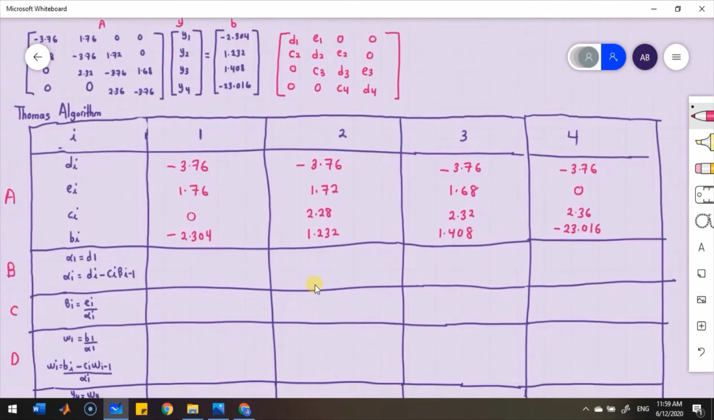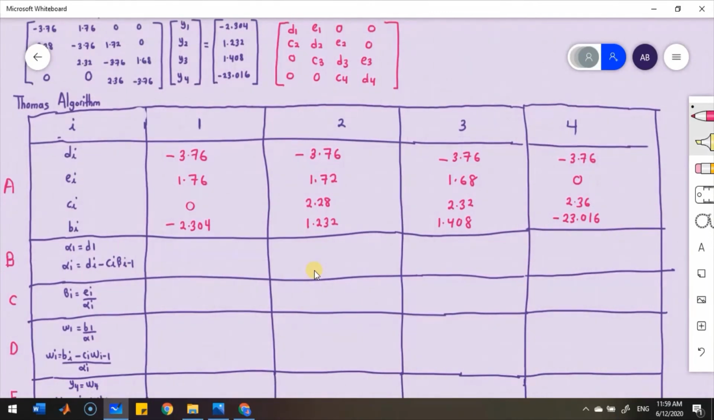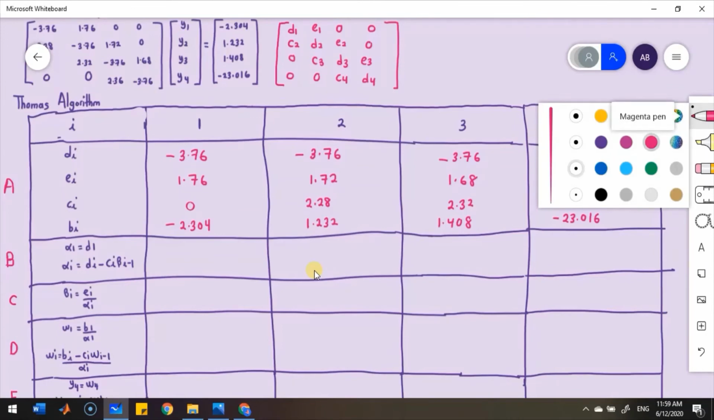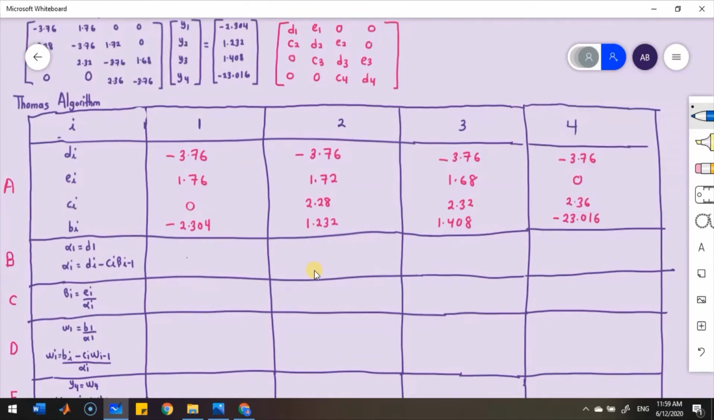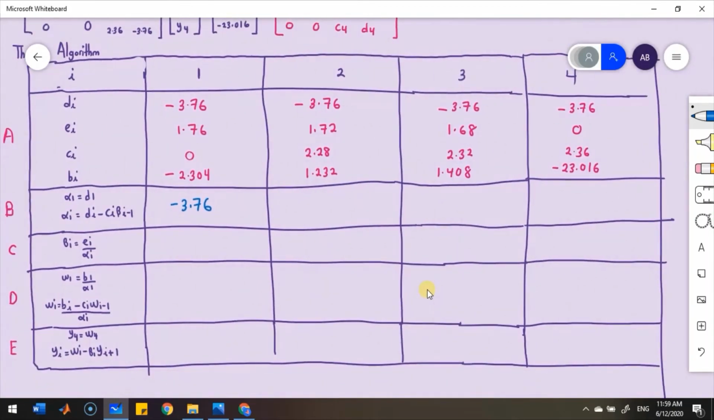Now there's a reason I make a big space here. So we want to calculate the next value. So if alpha 1 is D1, to find the value of alpha, this is D1, -3.76. The goal is you work from part B, part C, part D first, and then move on to iteration 2 for B, C, D, and then iteration 3, and then iteration 4 for part B, C, D. And then to find the row E here, you will start from the back. We get the value of Y4, which depends on my W4 here. Get Y4, and then we'll find Y3, Y2, Y1. Okay, so that's the idea.